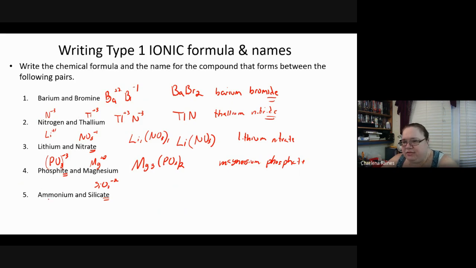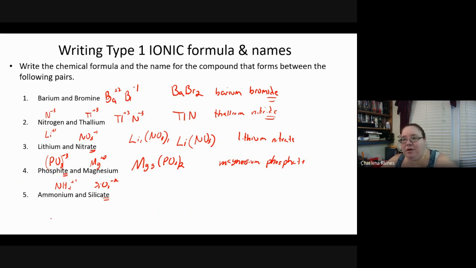Ammonium: if I look at the front of my periodic table, I don't see anything that begins with ammonium. It happens to be the one positive polyatomic that we will play with that actually forms compounds. It is NH4 plus 1. So I don't really have a metal, but I do have that cation. So that cation is the thing that has to go first.